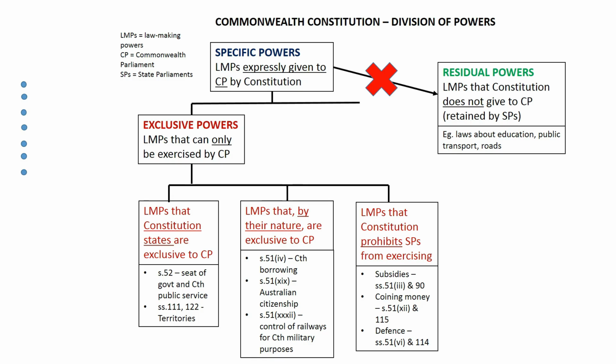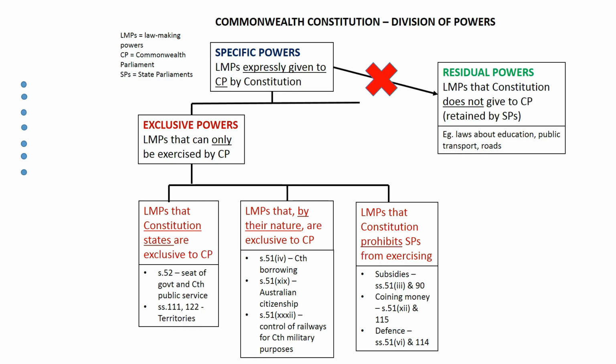A final example is in relation to defence. If you turn back to section 51 and go to subsection 6, which is VI, you will see that the Commonwealth Parliament has the power to make laws about the naval and military defence of the Commonwealth and the states. So it can make laws about defence of Australia. And then if we turn to section 114 of the Constitution, you can see that this section says that a state shall not, without the consent of the Commonwealth Parliament, maintain naval or military forces.